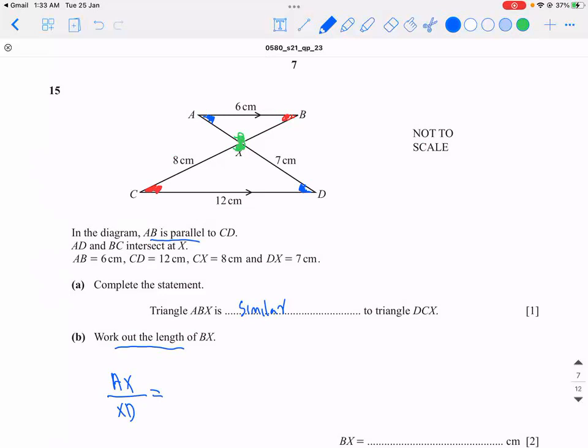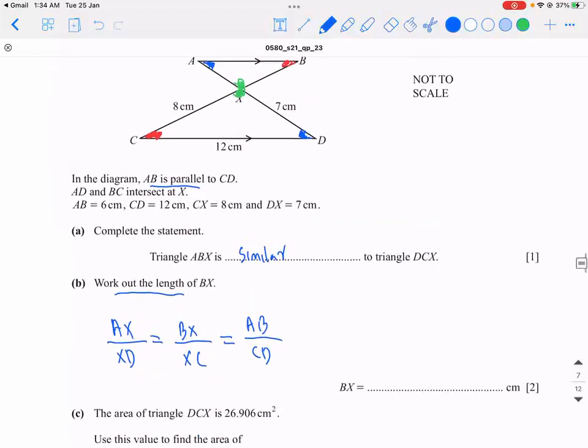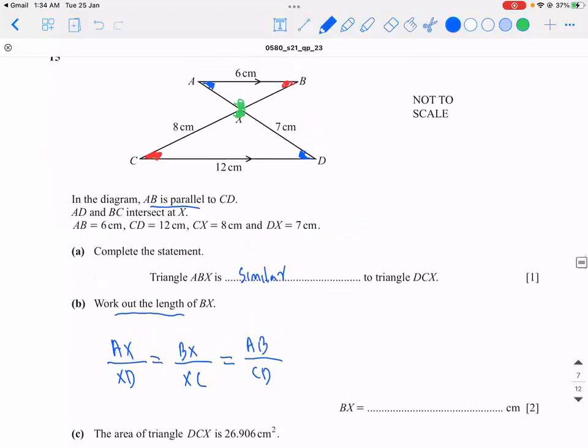Because our aim is to find the value of BX, right? What is the corresponding side of BX? The corresponding side of BX would be XC, right? And that is equal to what? What is the corresponding side of AB? The corresponding side of AB is CD. So you can substitute the values. AX is given and XD is there, but it will not make any sense. BX is what we need to calculate.